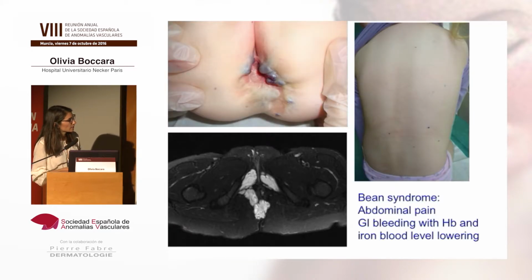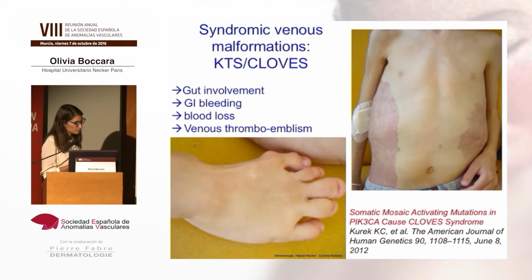Even more complicated situation, you know this situation with those multifocal venous malformation on the skin, and a dominant lesion which is here on the anus area, and the gut is filled with other little venous malformation. It is Bean syndrome, which will be responsible for abdominal pain, GI bleeding with blood loss, and iron level lowering.